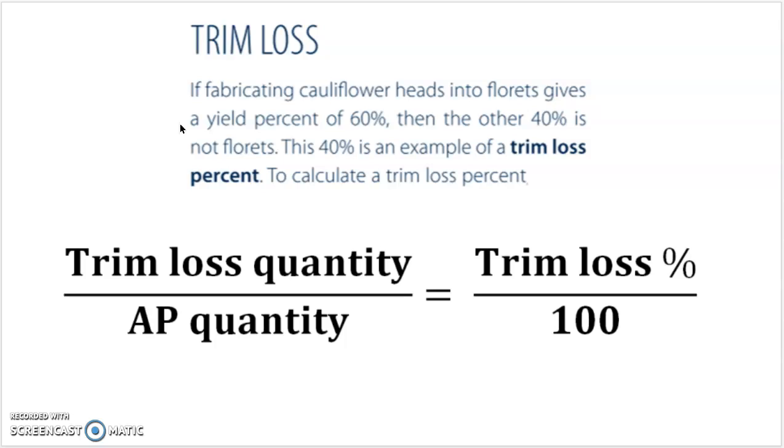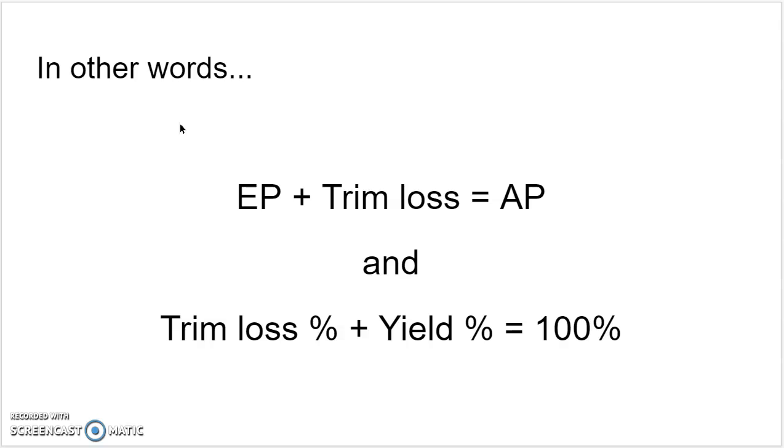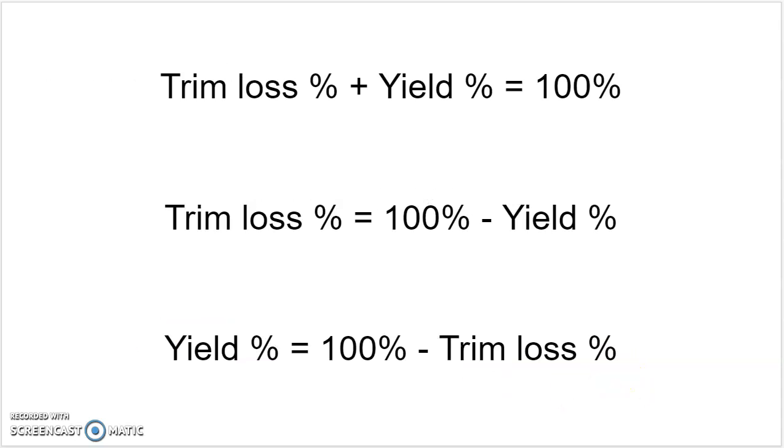Your book shows this formula, but I would do it a different way. I would just keep thinking of yield percent and think about the fact that EP plus trim loss is AP, and therefore trim loss percent plus yield percent is always going to be 100%. And then that allows you to say that you can find the trim loss percent by just taking 100% and subtracting the yield percent.